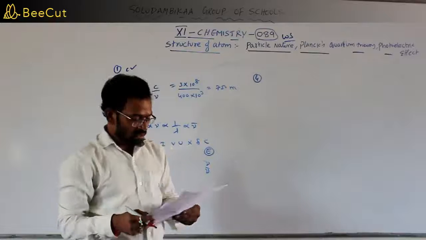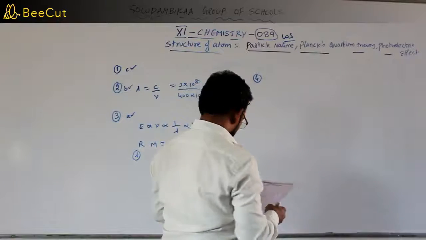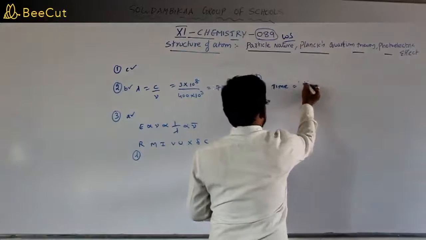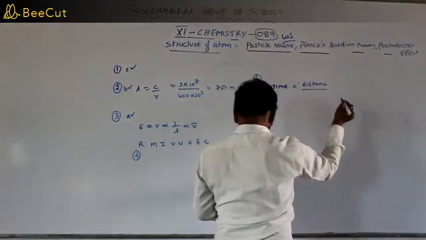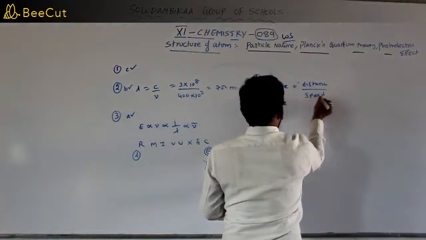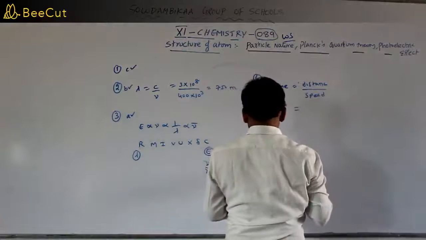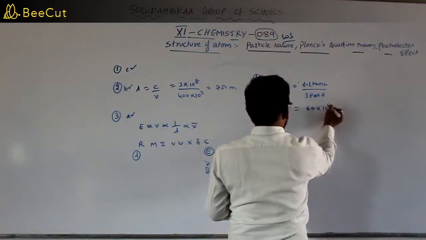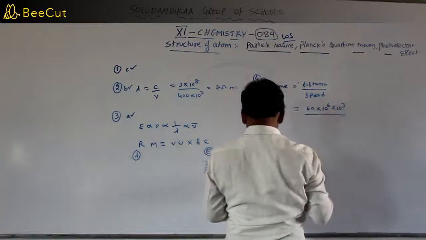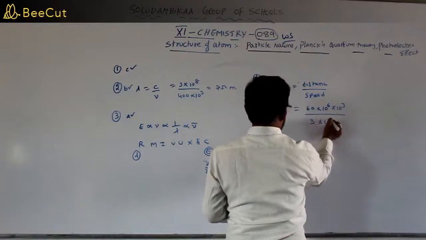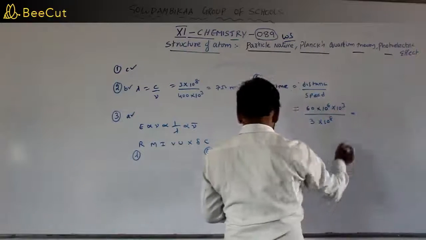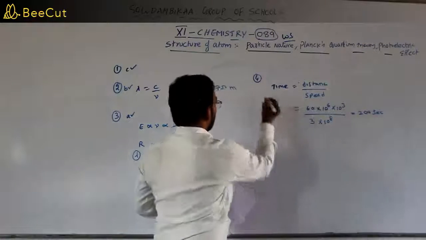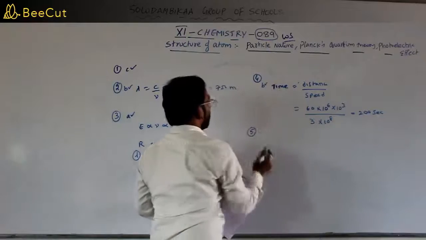So for question number 4, we can write time is equal to distance by speed. Now the distance given is 60 into 10 power 6 kilometers, that means 10 power 3 meters, divided by the speed, the velocity of light, 3 into 10 power 8. Calculate how much it will be. 200 seconds we will get. So 200 seconds, option B is correct for question number 4.